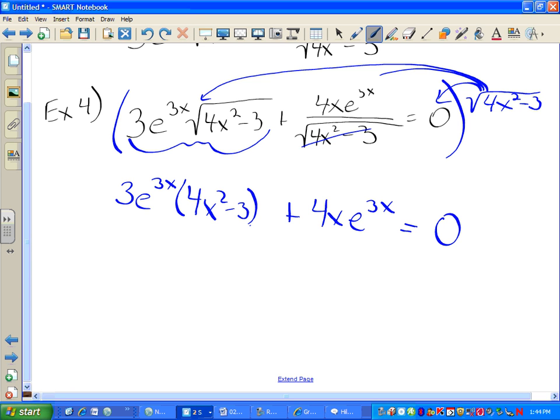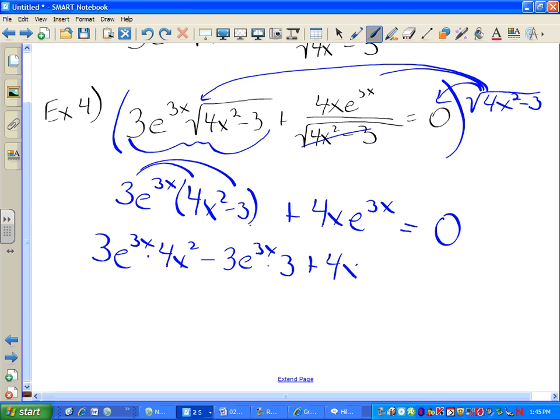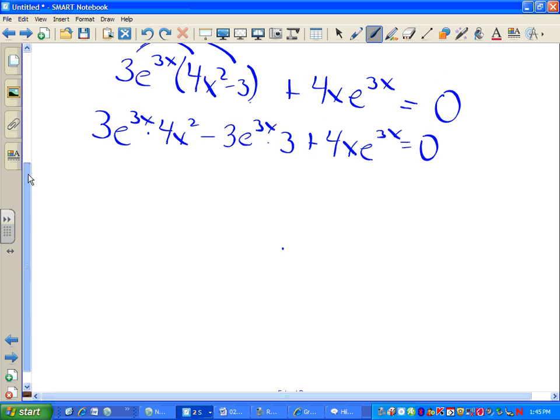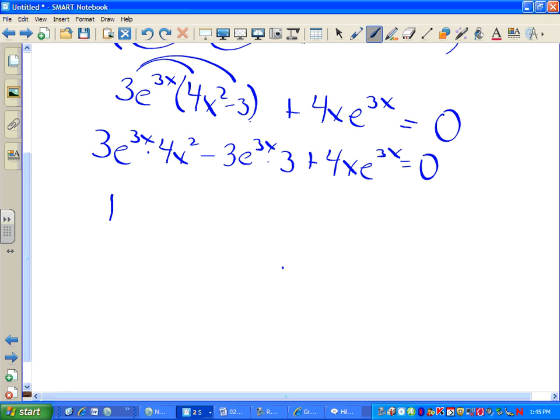Okay, now let's distribute, and I'm going to get 3e to the power of 3x times 4x squared minus 3e to the power of 3x times 3 plus 4x e to the power of 3x equals 0. Okay, you don't actually have to show this much work. You probably could have skipped the step that I just did. So this would be 12, because 4 times 3 is 12, e to the power of 3x x squared minus 9 e to the power of 3x plus 4x e to the power of 3x equals 0.